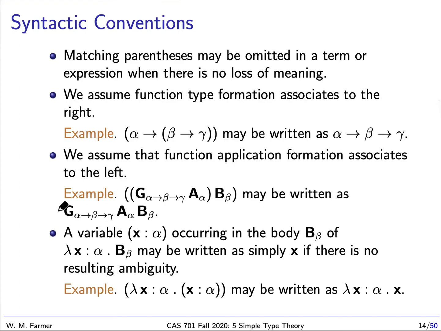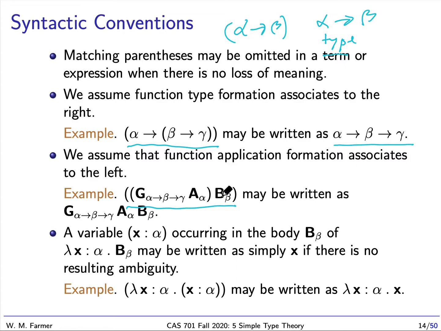Now, there's some conventions we're going to employ. The first is that parentheses in a type or expression can be dropped when there's no meaning lost. So for instance, if I have this type, it has the parentheses, but I can write it like that if we don't lose any meaning. Now function type formation associates to the right. So that means if I have something like this, I can write it simply like this. I can leave out a bunch of parentheses. And function application formation associates to the left. So if I have something like this where I apply G to A and then the result I apply to B, I could just write it like this. I can leave out those parentheses.